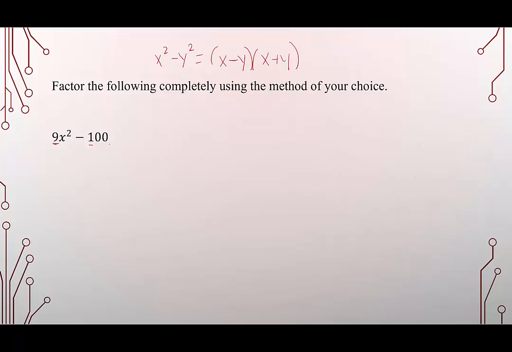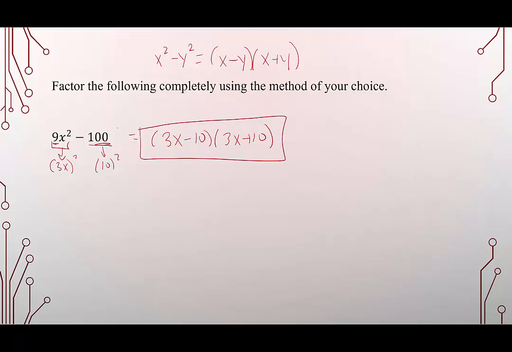So let's see, is this a perfect square? Yes, 9's a perfect square. 100's a perfect square. The root of the first term is 3x, and the root of the second term is 10. So that's just rewriting these so I can see what the roots are. Now I'm ready to plug in. Root minus root would be 3x minus 10. Root plus root would be 3x plus 10, and that's as much as we can do for this example.